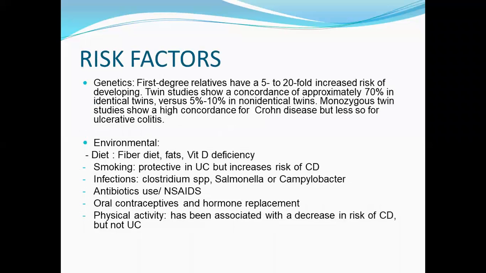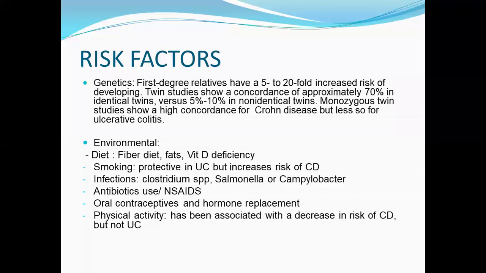When we talk about the risk factors, basically we talk about genetic and environmental factors. There's an increased risk with first-degree relatives, up to 5 to 20-fold. That's father, mother, parents, brothers and sisters, and children. Twin studies have shown a concordance of about 70% in identical twins, and 5 to 10% in non-identical twins.